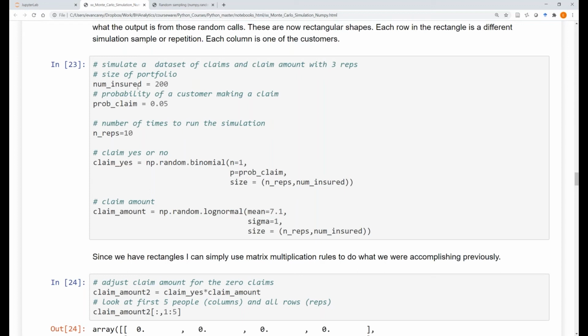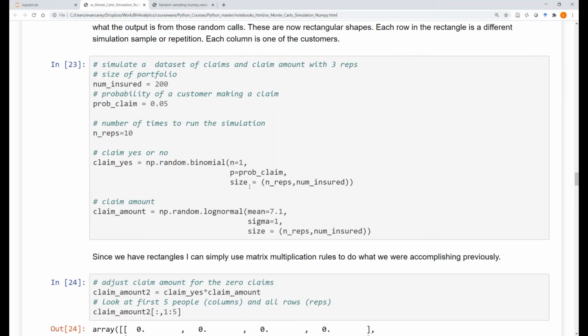So one way you might think to do this would be to say, okay, for i in reps 1 to 10, repeat the simulation. But instead, I'm going to say there's 10 reps, and I'm going to give the size of this binomial distribution to be a 10 by 200. So there's going to be 10 rows and 200 columns. That means each row is a separate simulation, and each column is a separate person in our portfolio, generating a large matrix.